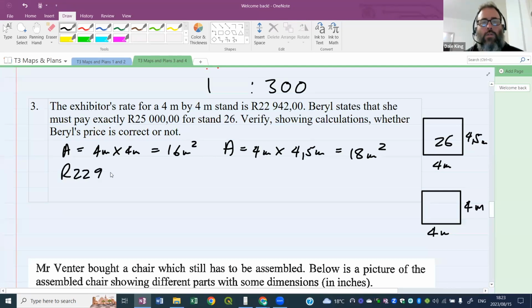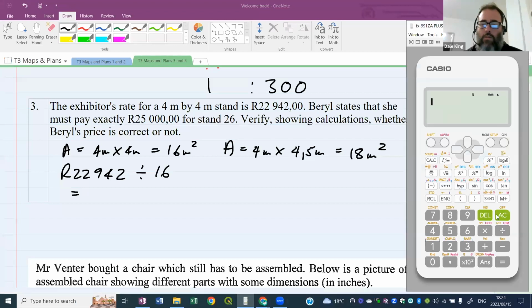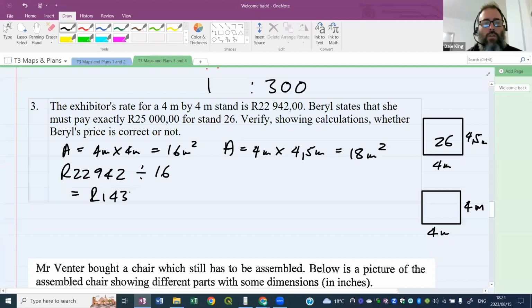All right, so if you divide 22,942 divided by 16, this will give us a per square meter value. How much for 1 square meter? So 1433,88. 1433,88 rands per 1 meter squared. Now we're going to use this and say, should Beryl get the same value for money? She should. She should get the same value for money for every square meter that she has, shouldn't she?